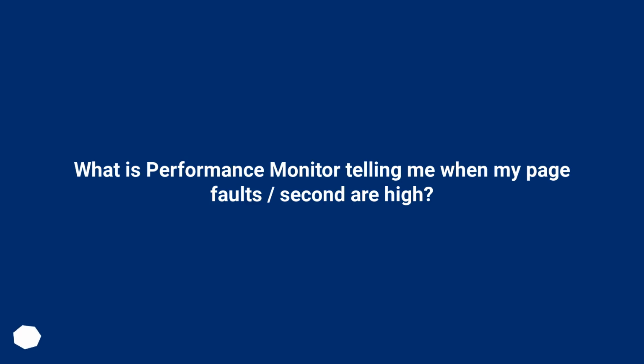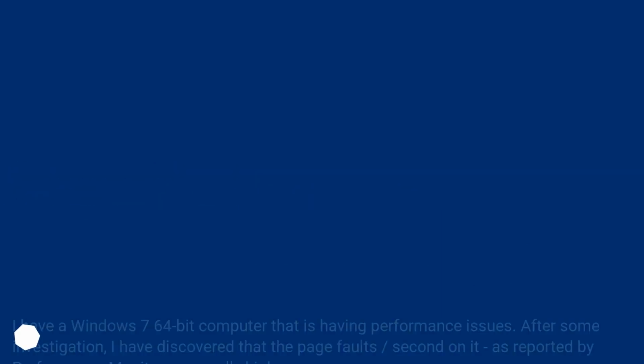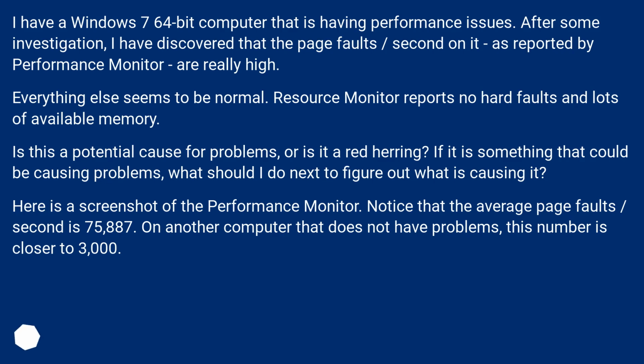What is Performance Monitor telling me when my page faults per second are high? I have a Windows 7 64-bit computer that is having performance issues. After some investigation, I have discovered that the page faults per second on it, as reported by Performance Monitor, are really high. Everything else seems to be normal.